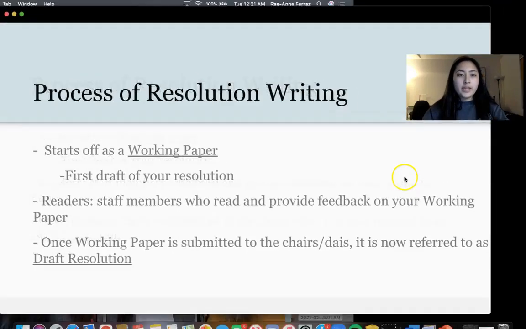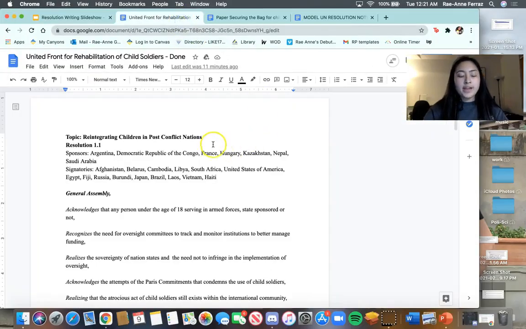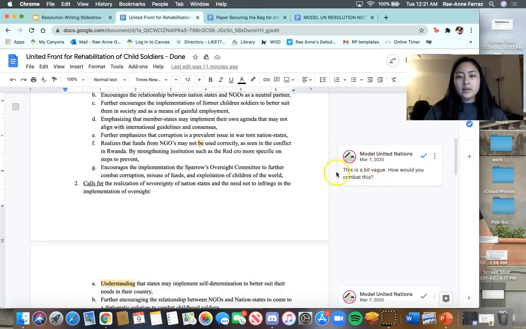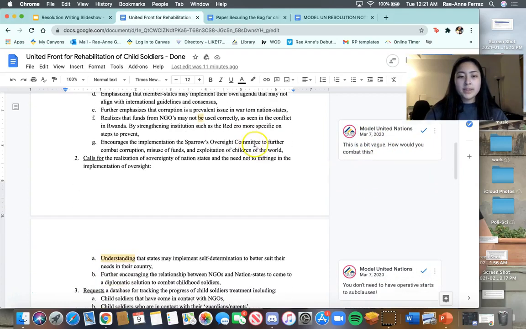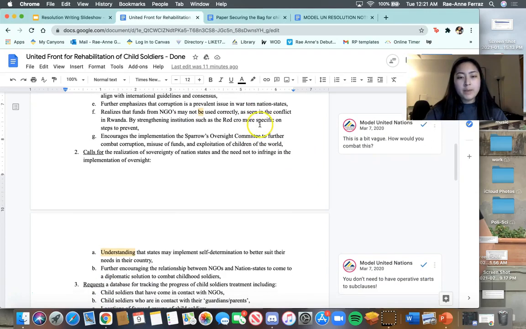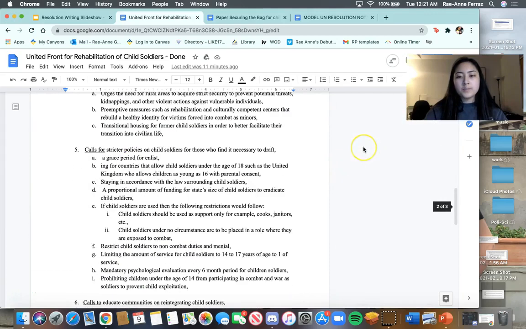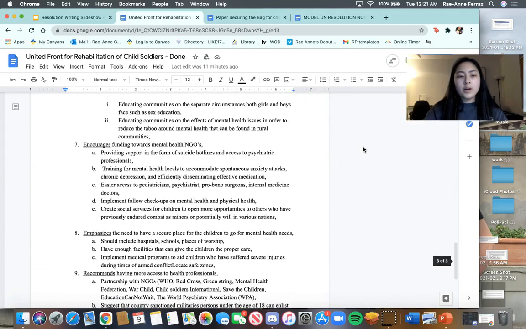In the example that I had set up, as you can see here, this is an example of what some commentary by readers would look like. So this is a bit big. How would you combat this? They would just highlight specific parts in your working paper and make comments on it, such as these, just to help you figure out how to make your resolution better.